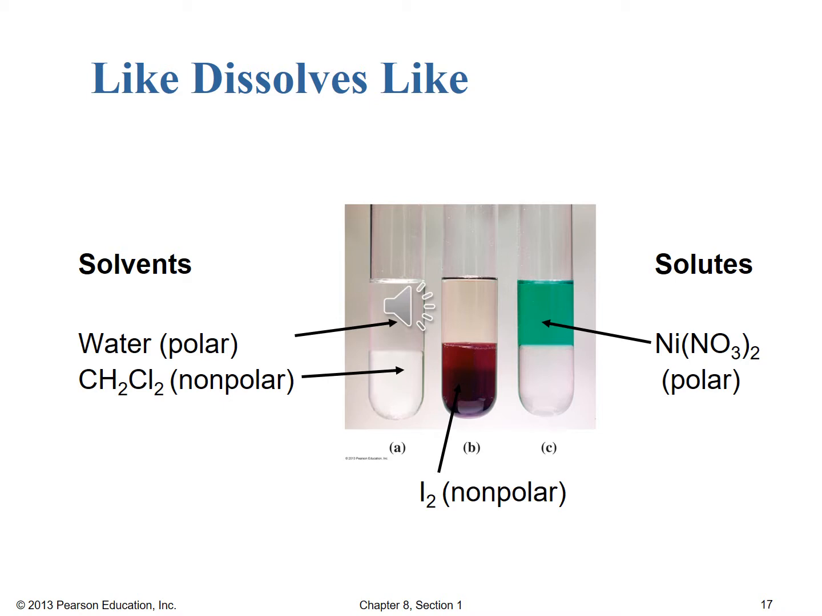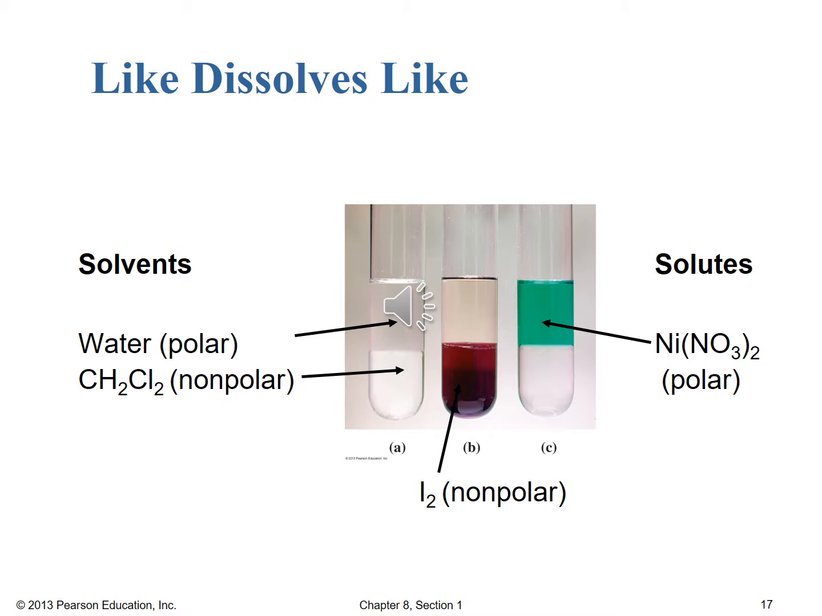If we were to toss in iodine, well, the iodine will dissolve in the methylene chloride because it's nonpolar and the iodine's nonpolar, so they have good favorable interactions. But you see up in the water layer, there's not much noticeable in the way of iodine dissolving because iodine's nonpolar and water's polar.